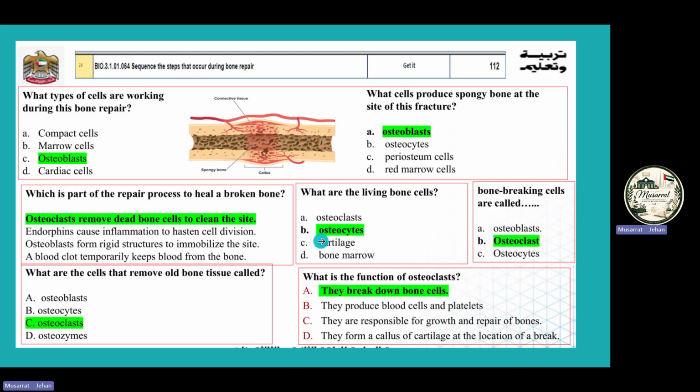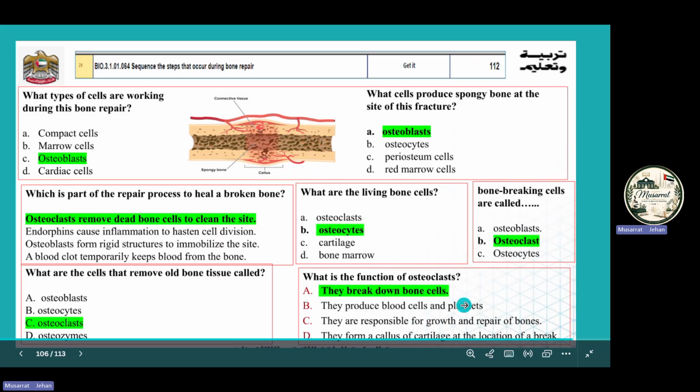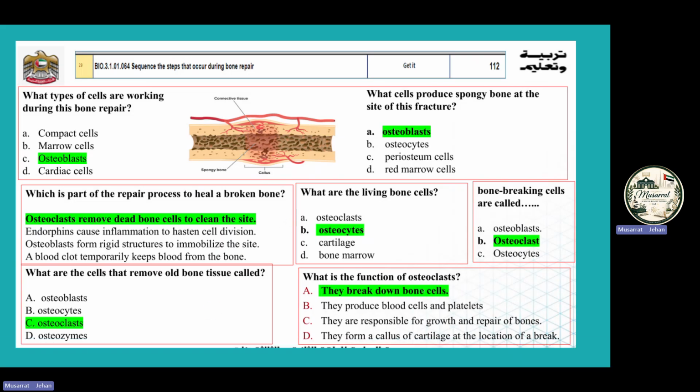What are the living bone cells called? Osteocytes. Bone breaking cells are called osteoclasts. What is the function? To break the bones. So see, living bone cells, osteocytes. Formation of bone cells, osteoblasts. Breaking of bone cells, osteoclasts.